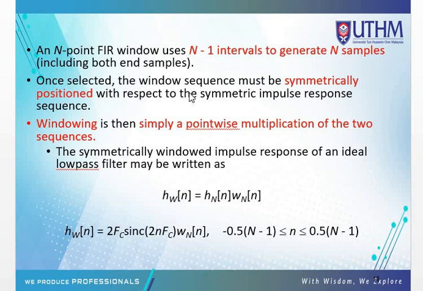Once selected, the window sequence must be symmetrically positioned with respect to the symmetric impulse response sequence. So windowing is simply a point-wise multiplication of two sequences, like this: h_w[n] is equal to h[n] multiplied with w[n]. So this is the point-wise multiplication. This is also equal to h[n], which is 2fc sin(2 pi n fc) over (2 pi n fc), multiplied with w[n]. And this n should be between minus 0.5 (N minus 1) and positive 0.5 (N minus 1).